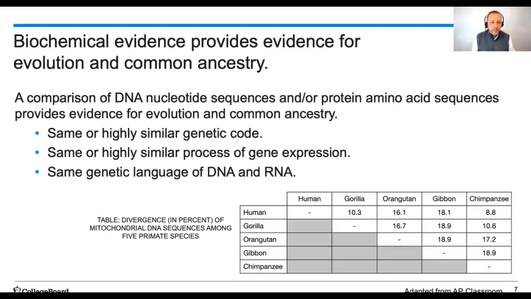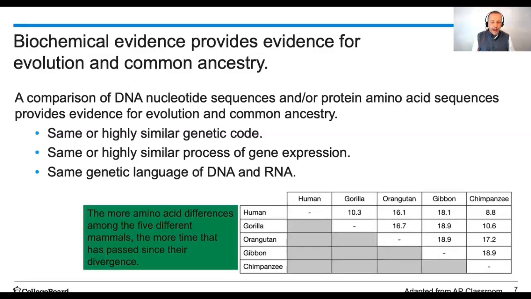The table on the bottom here is about the divergence in percent of mitochondrial DNA sequences among 5 primates. The more amino acid differences among the 5 different mammals, the more time that has passed since their divergence. The human and chimpanzee diverged more recently in comparison to the human and gibbon, based on the mitochondrial differences.